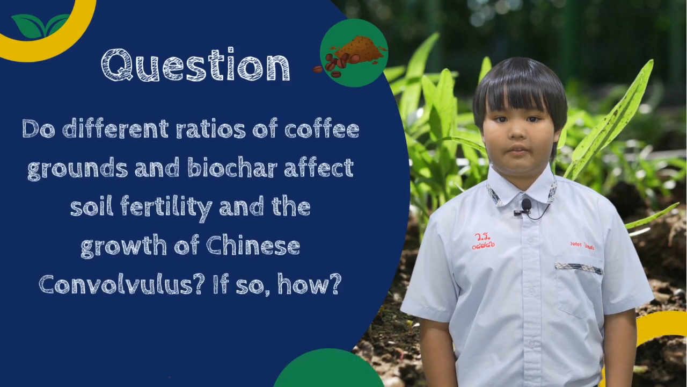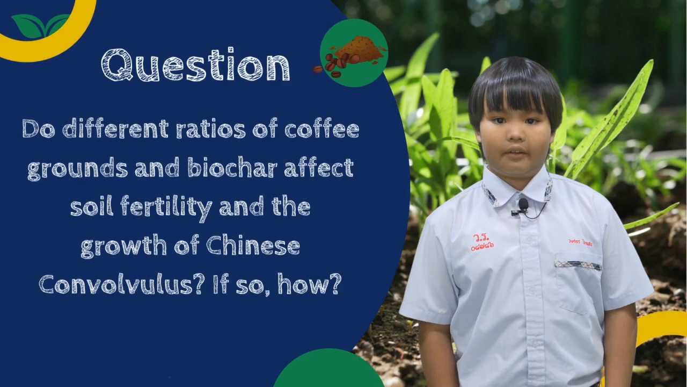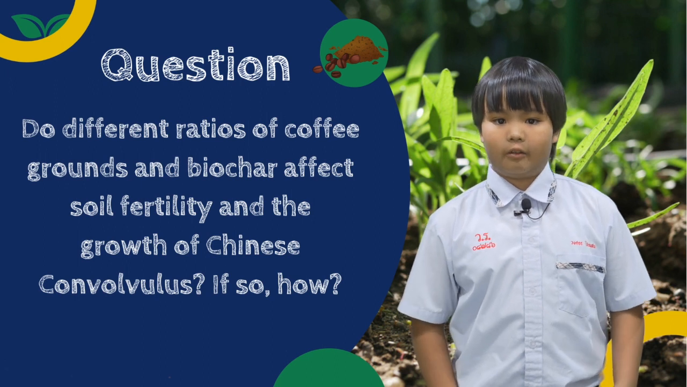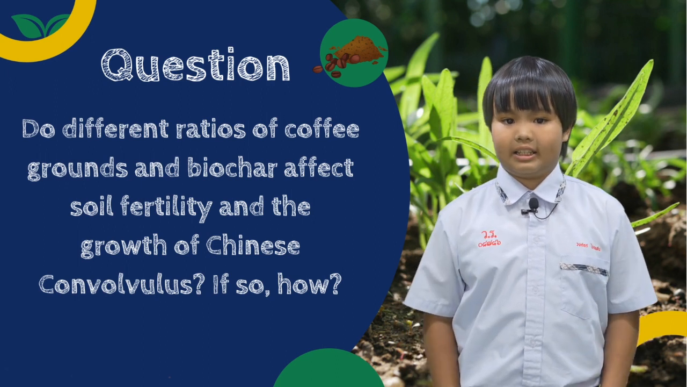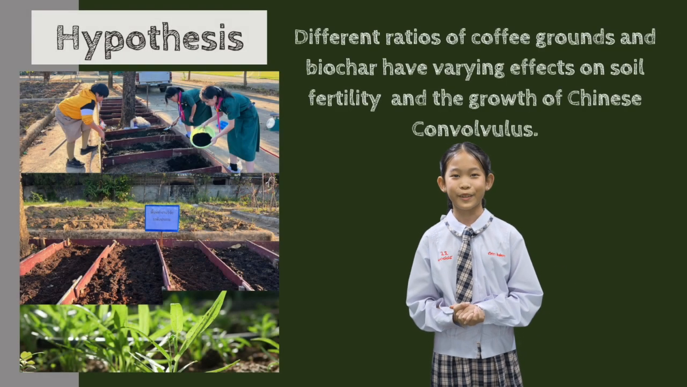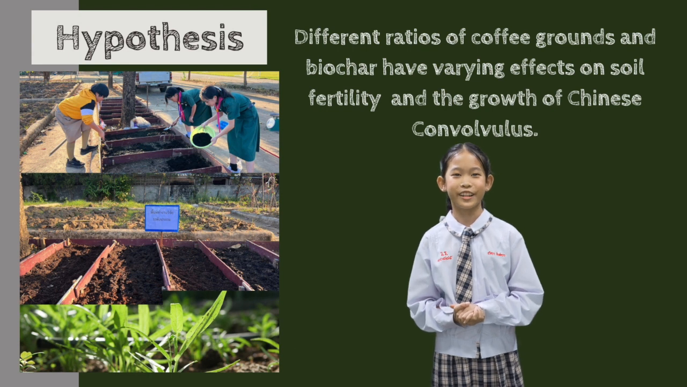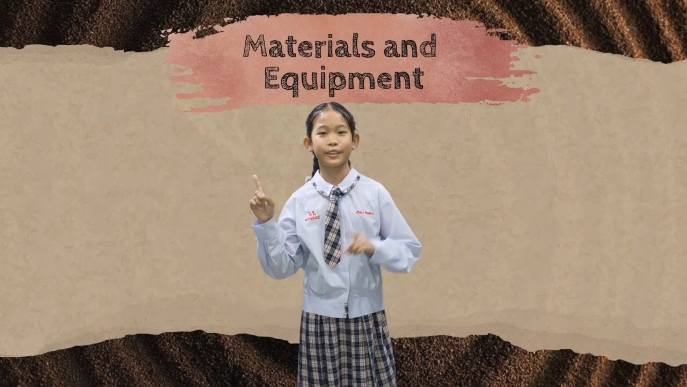Question: do different ratios of coffee grounds and biochar affect soil fertility and the growth of Chinese Convolvulus? If so, how? Hypothesis: different ratios of coffee grounds and biochar heavily affect soil fertility and the growth of Chinese Convolvulus. Material and equipment.